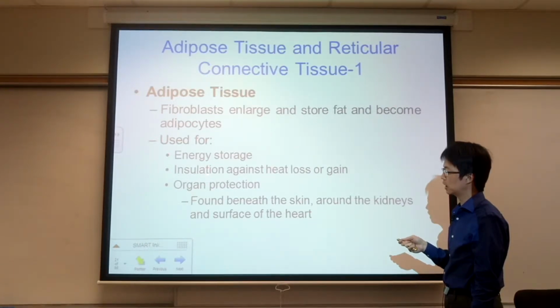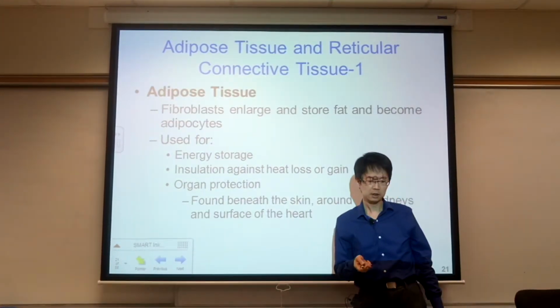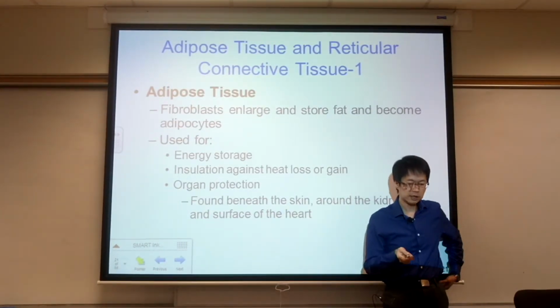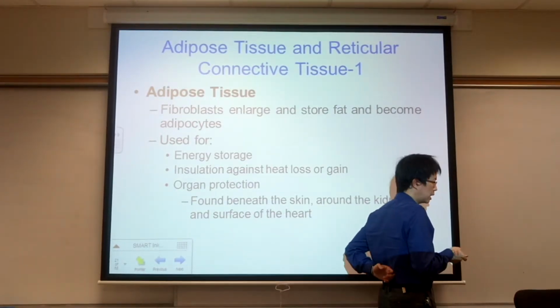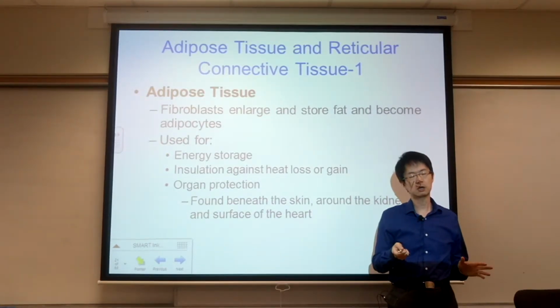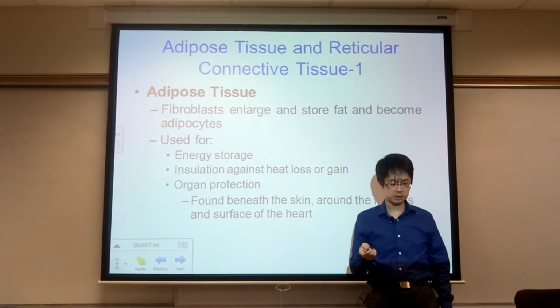For energy storage, insulation against heat loss or gain, organ protection. We can find body fat under the skin, around the kidney and the surface of the heart. We can find a layer of fat around kidney because kidneys are located at the back under your rib cage, which is not fully protected by the rib. We can say partially exposed to the outside of the ribs. So your ribs only partially protect your kidney. So that's why your kidney has a layer of fat as a protection.